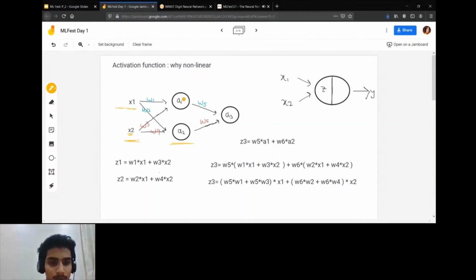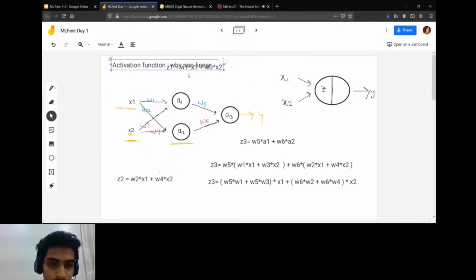In the second layer we have two neurons, a1 and a2. And then in the final output layer we have a3, which is basically our output. And here we have weights w5 and w6. So let us compute the equations and see what each of these neurons' output will be. Upon solving the equations, what we get for the first neuron is that its output is w1 times x1 plus w3 times x2, the weighted sum.